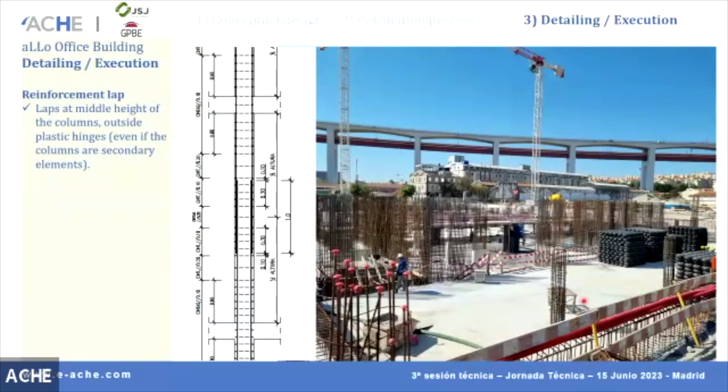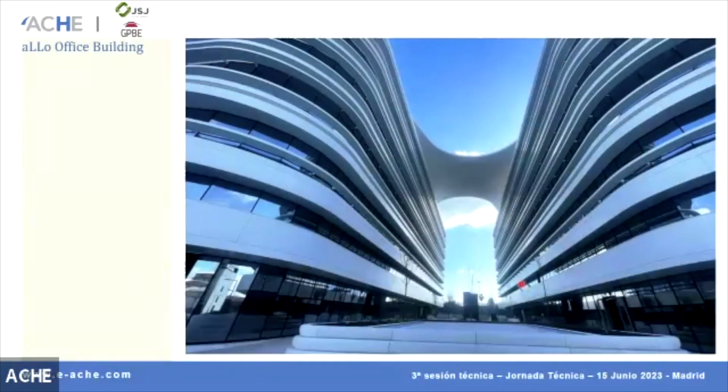Another thing that we think is not important, but it is to have the laps of the reinforcement of the columns in the middle height of the column, not near the connection to the slab, where we have the higher stresses and where they are the potential plastic hinges. So we need to also provide this, and you can see this here in the picture. So this is a photo of the building now.